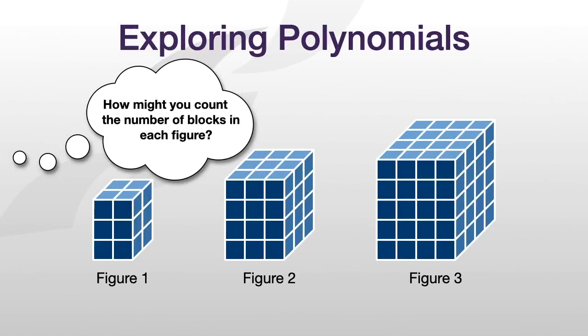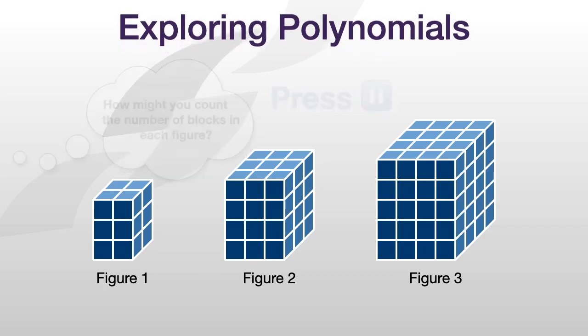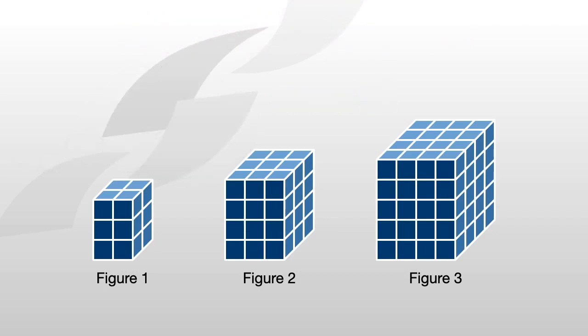How might you count the number of blocks in each figure? You might have noticed that each figure is made up of layers of squares. The side lengths of these squares measure 2 units by 2 units in figure 1, 3 by 3 in figure 2, and 4 by 4 in figure 3. To determine the number of blocks in each figure, multiply by the number of layers, 3 in figure 1, 4 in figure 2, and 5 in figure 3.